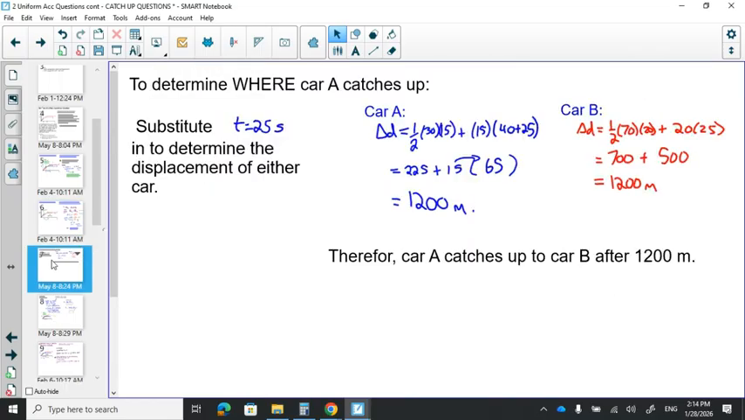If we wanted to look at where they catch up, you can analyze either displacement, right? Displacement of car A or car B. So really just putting the time in as 25 and calculating out, you get they catch up after 1,200 meters.